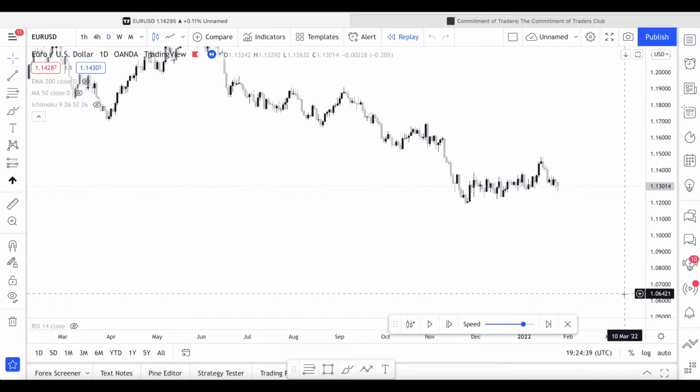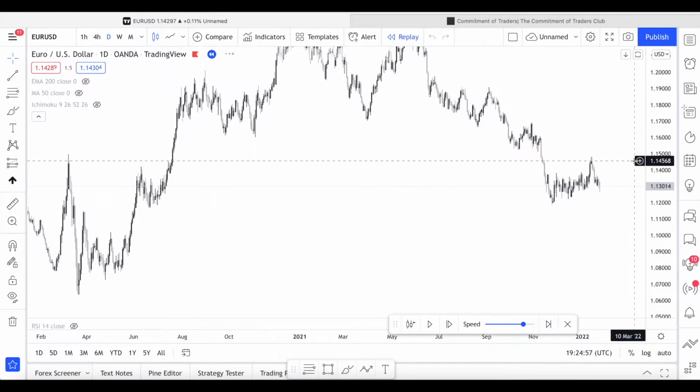Today we're going to be looking at a very powerful trading strategy for anyone to get their hands on. It's very simple to understand and is incredibly powerful. So without further ado, let's get straight into this video where I'll be breaking down how you can profit from looking at the commitment of traders data.